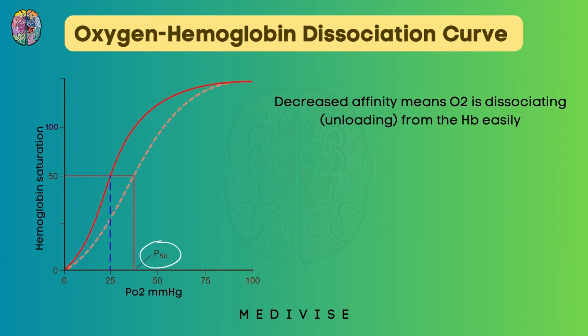Now where do we want this? Where do we want the oxygen to easily dissociate from the hemoglobin? We want it around the tissues, right? So that the oxygen can be delivered to the tissues.